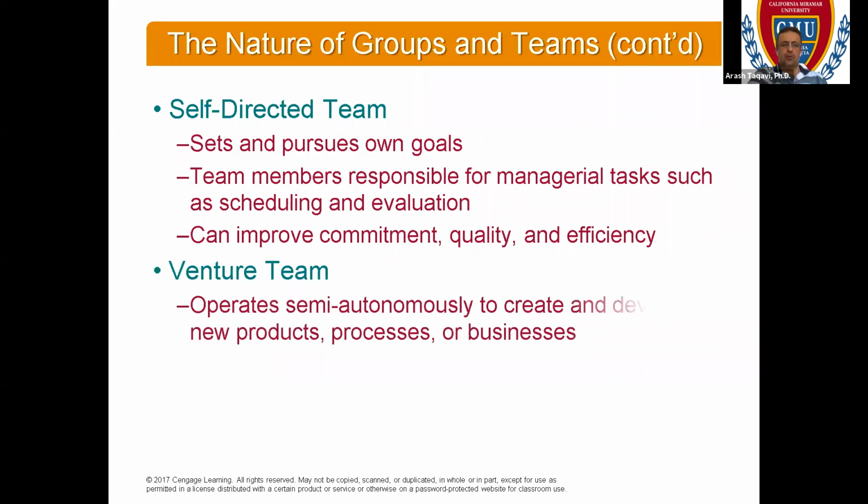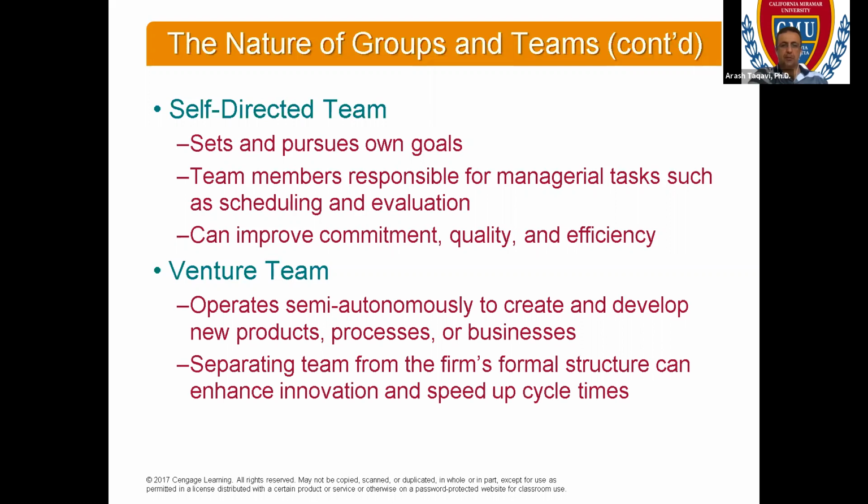But venture team, what is venture team? It operates semi-autonomously to create and develop new products, processes, and businesses. Semi-autonomous. So one part is self-directed, one part is by the organizational management. Separating the team from the firm's formal structure can enhance innovation and speed up cycle time. It is half and half. Half by the team members, half by the organizational management. Half by the team members, half by the external pressure or external factors.